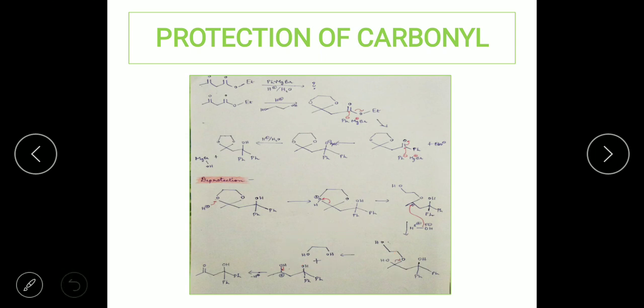Now once the removal of the ethane diol takes place, there's going to be a positive charge on the carbon because the O minus goes with the electron pair. And the last step would be removal of the proton, and we're going to get back the ketone. So here you can see how the ketone was protected and how we again got back the ketone after the deprotection of the acetal group.